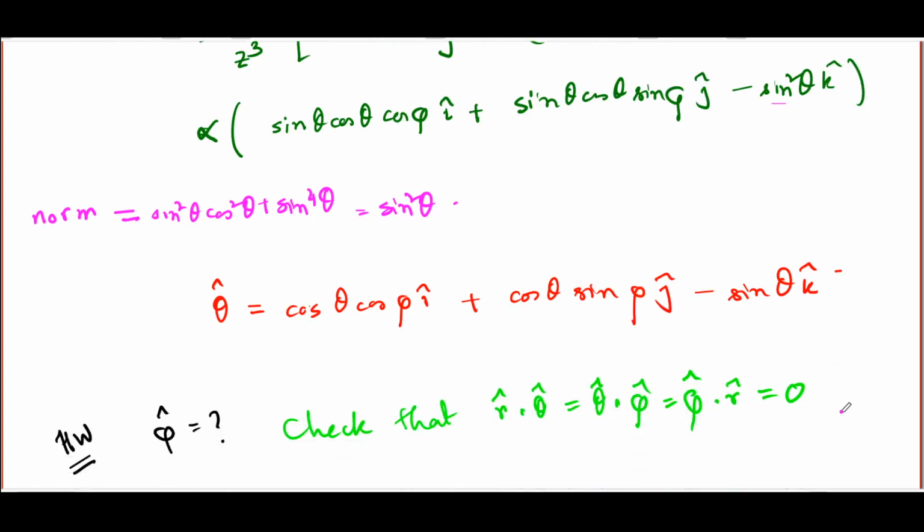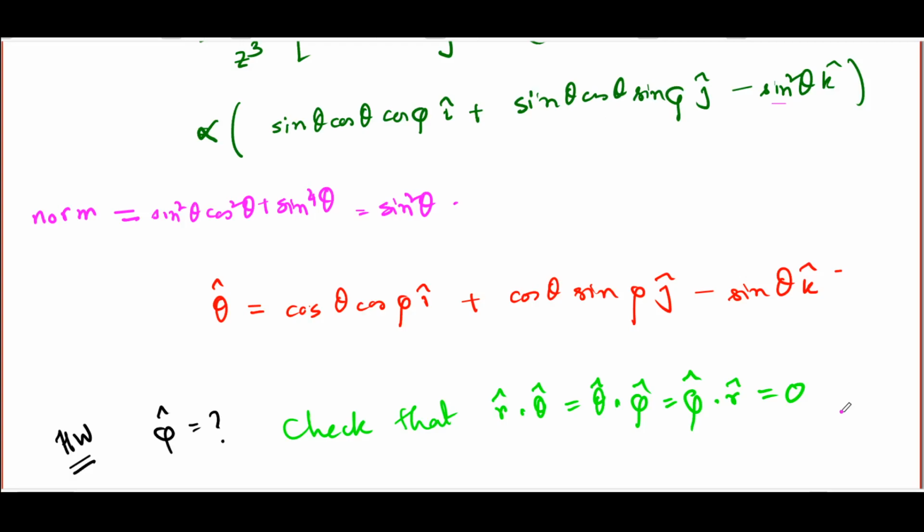Well, we have one more left, phi hat. Let me leave that as an exercise for you. In fact, it's actually even simpler to calculate than theta hat. And I want also that you should check that the dot products r hat dot theta hat, theta hat dot phi hat, phi hat dot r hat are all zero. So these give us a set of three unit vectors perpendicular to each other at the point P, given by the spherical polar coordinates r, theta and phi.